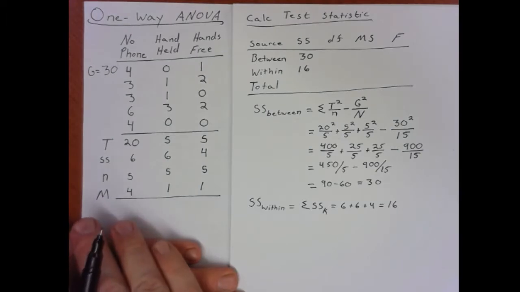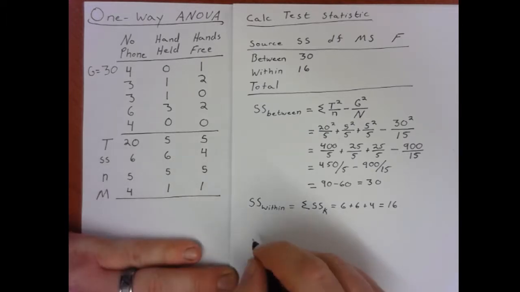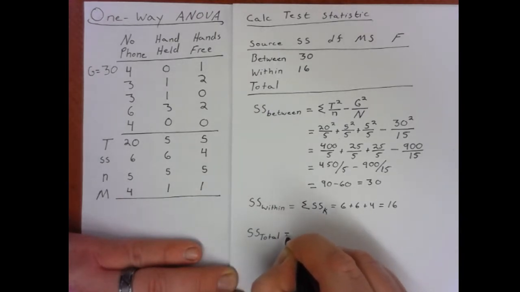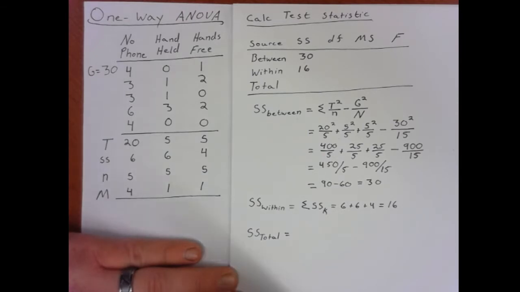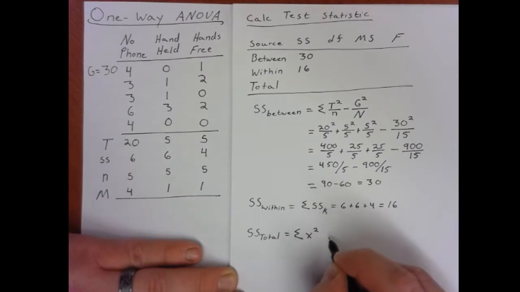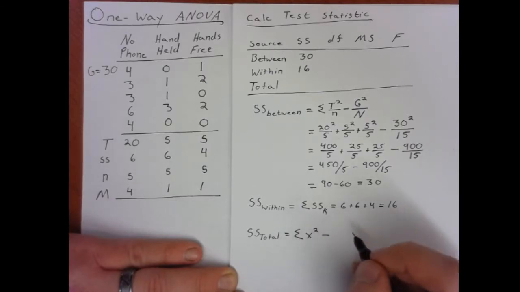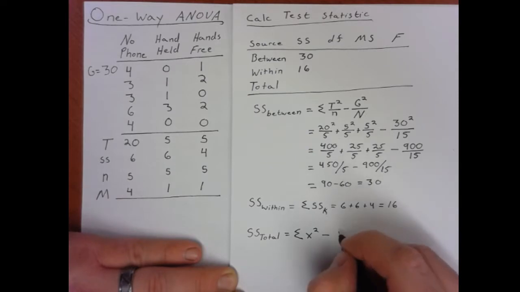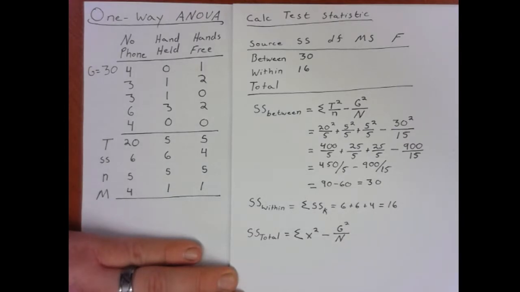Now, to check your math, do the sum of squares total. You don't actually need it to calculate the test statistic, but in this case, you should do it to check your math. So SS total is just the sum of squares for the entire experiment. So it would be sigma x squared minus sigma x, which is also the grand total, so G squared, divided by the total number of scores that we're working with.